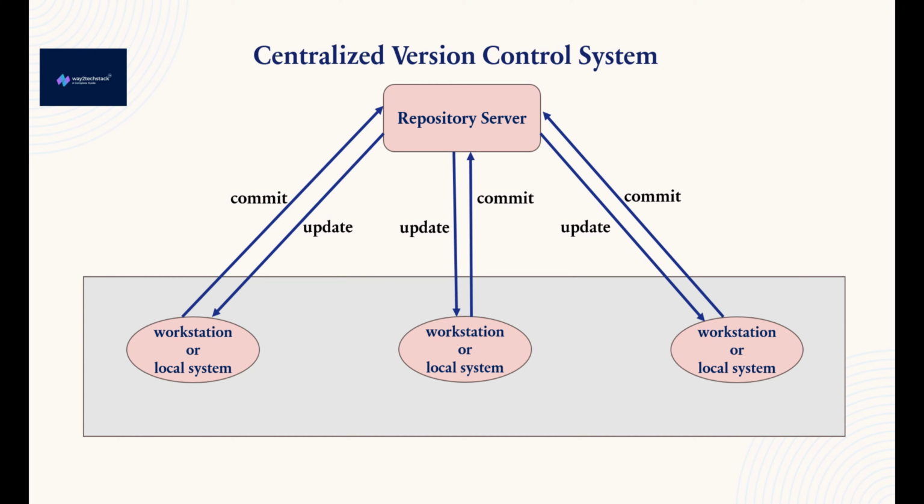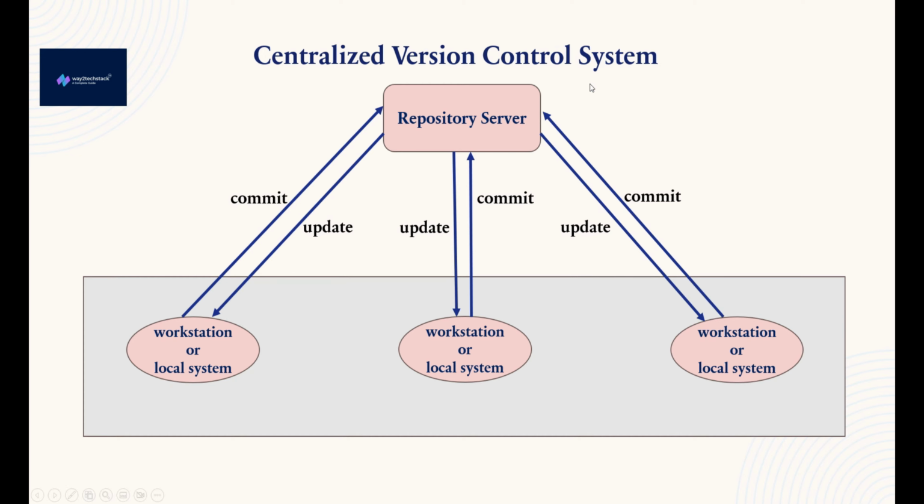The second challenge is that the entire history of the changes is stored in a single server. If the server is inaccessible due to some power outage or some other reasons, then we can't perform any development activity. I can't update or I cannot commit. What does it mean? The development is frozen. This is another challenge we have with centralized version control system.